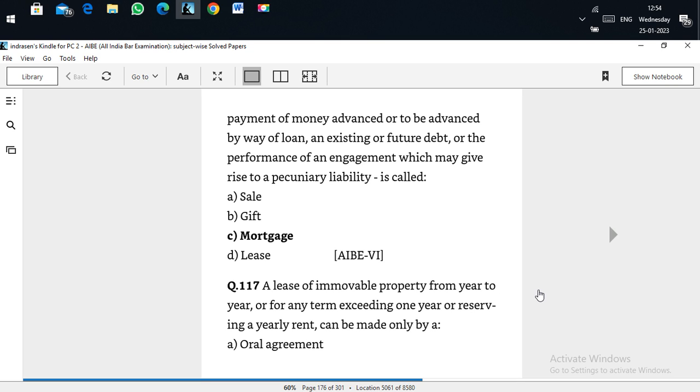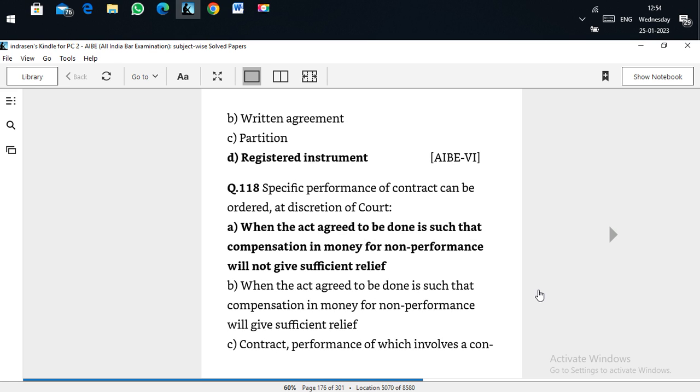A lease of immovable property from year to year, or for any term exceeding one year, or reserving a yearly rent, can be made only by a registered instrument. Specific performance of a contract can be ordered at the discretion of the court when the act agreed to be done is such that compensation in money for its non-performance will not give sufficient relief.